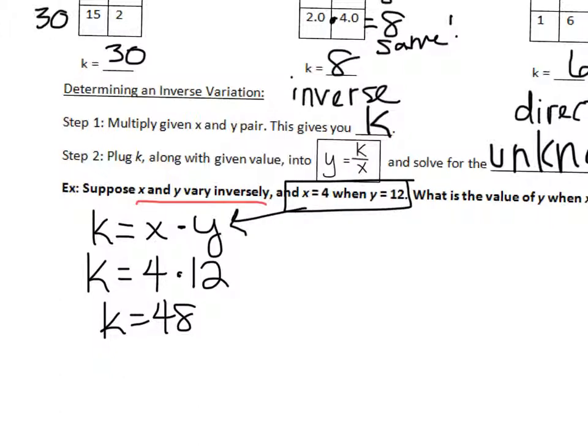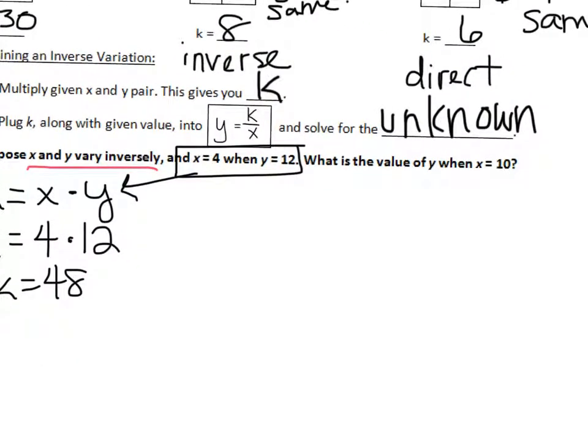Step 1. Now the question asks us, what is the value of y when x equals 10? So now we plug it into that equation up here in order to find my unknown. But we had to do this step first in order to find k. So we're going to go y equals k, which we found was 48. We're going to divide it by what x is now, which is 10. And 48 divided by 10 would be 4.8.